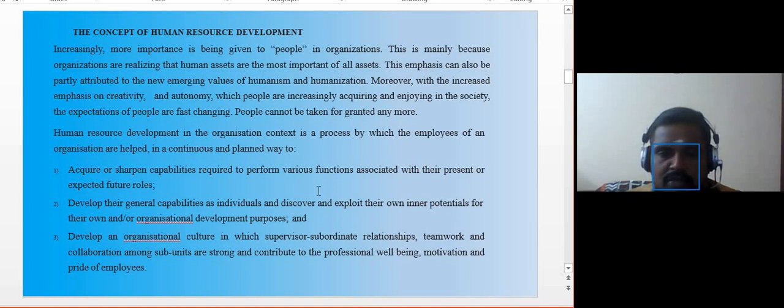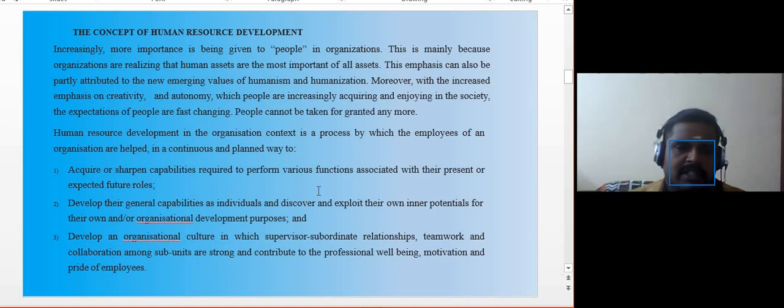capabilities required to perform the various functions associated with their present or expected future roles, and developing their general capabilities as individuals, and discovering and exploiting their own inner potentials for their own or organizational development purposes, and developing an organizational culture in which supervisor-subordinate relationships, teamwork, and collaboration among subunits are strong and contribute to the professional well-being, motivation, and pride of employees.